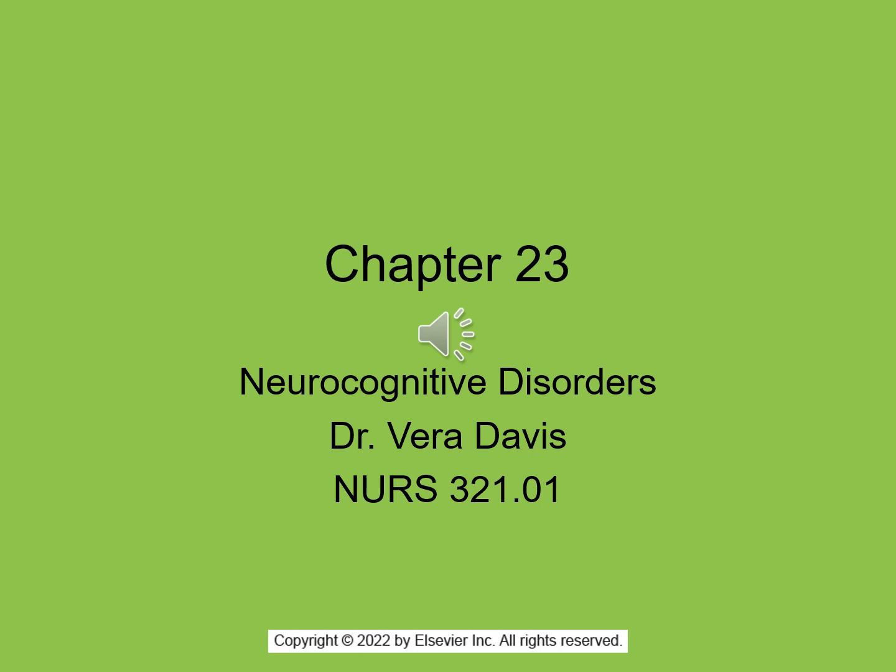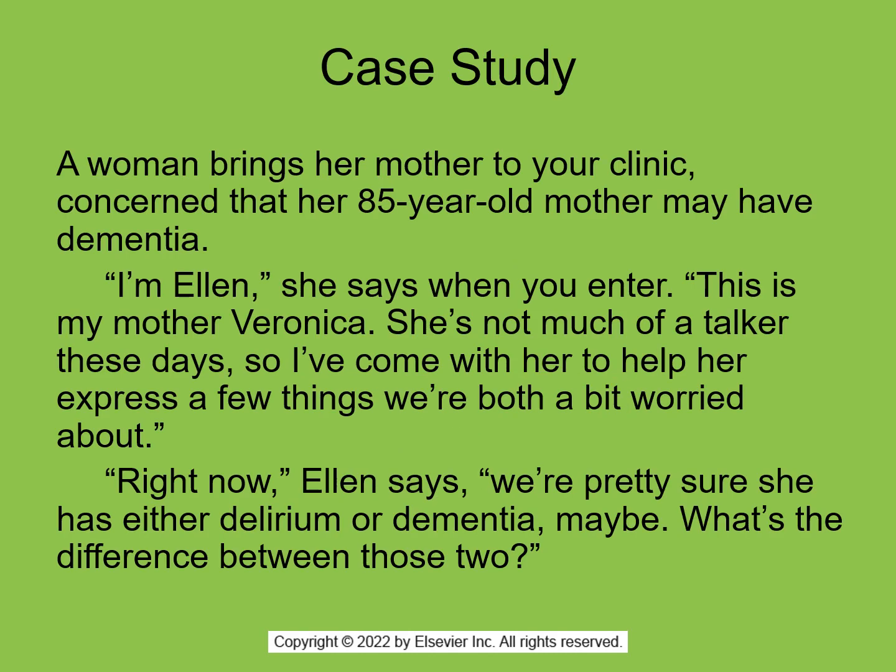Okay, we're going to go ahead and I'm going to lecture on chapter 23, which covers neurocognitive disorders. Again, we're going to begin with this case study, which gives a clinical overview of a client who may have delirium, or she may have dementia. So we're going to see as we walk through the clinical picture.